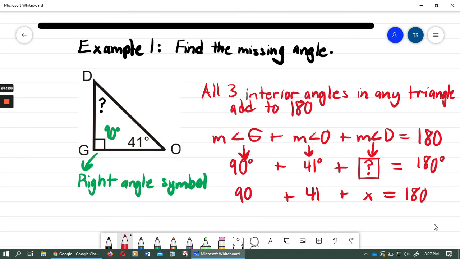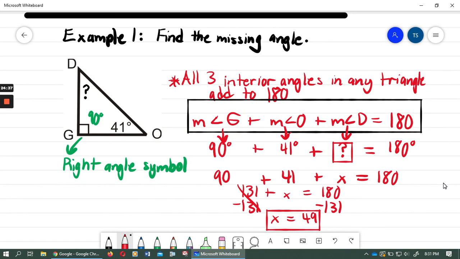Anyway, guys, I'm not going to take up your video time with solving that because that should be very, very simple for you to solve. I'll just show what the answer is. So again, folks, here x equals 49. That was our missing angle. We're going to look at some more examples.